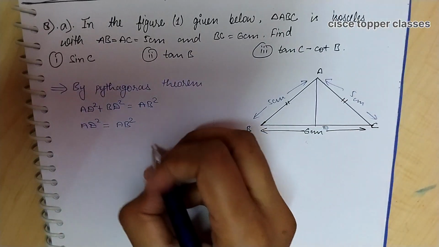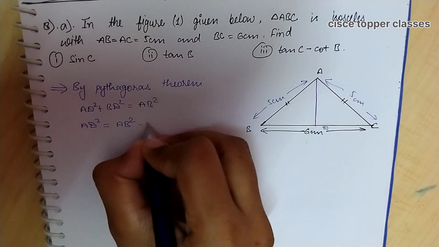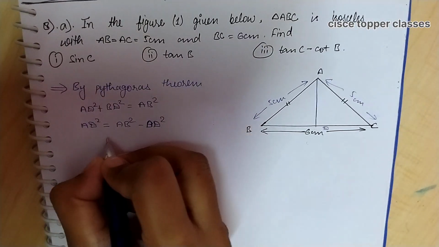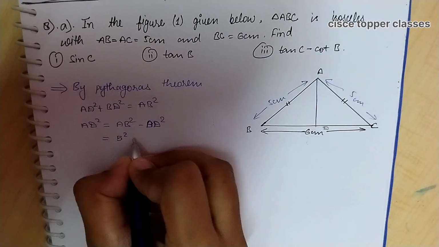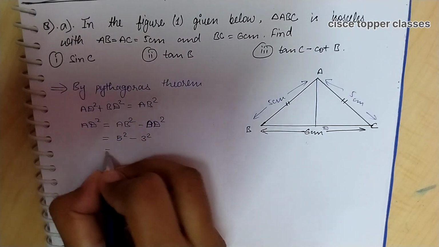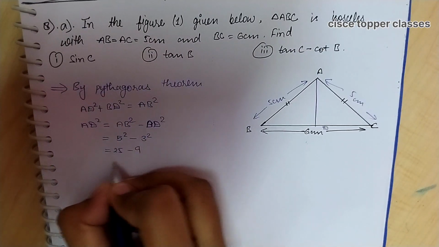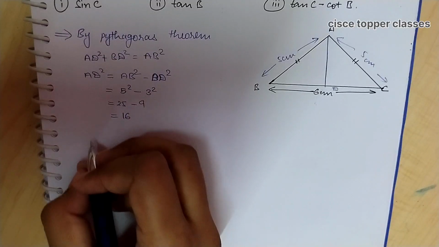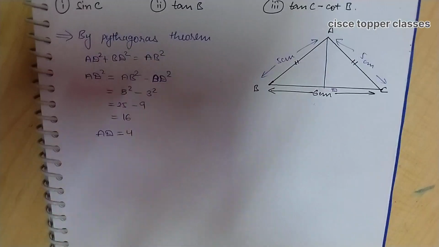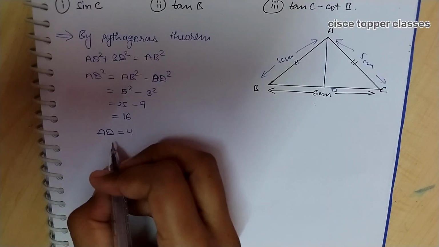So here we can write AB square minus BD square. AB is 5, so 5 square minus BD, here BD is 3, 3 square. So 25 minus 9 will be 16. If we take the under root here, this will be AD as 4 centimeter.